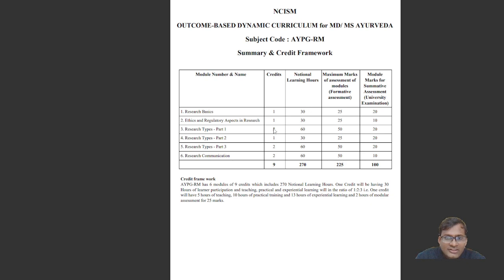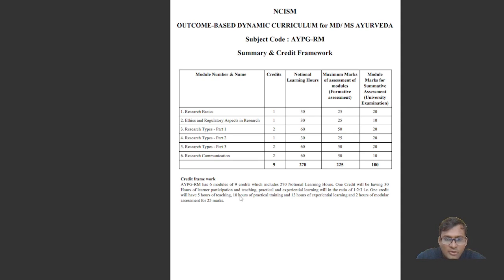So here research methodology part 1 has 2 credits. 2 credits means 60 hours. In each 30 hours we have to divide 5 hours for theoretical teaching, 10 hours for practical training, 13 hours for experiential learning, and 2 hours for the modular assessment for 25 marks.